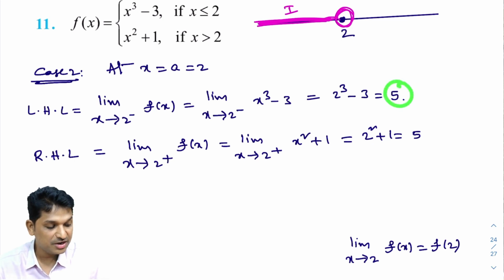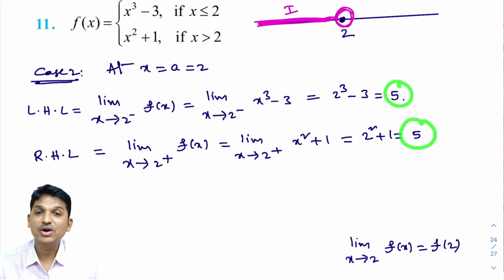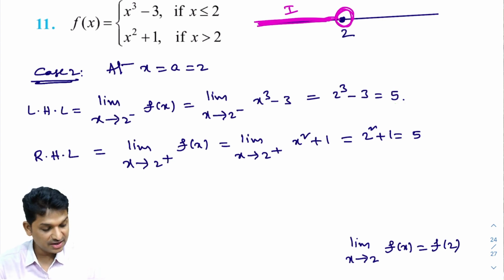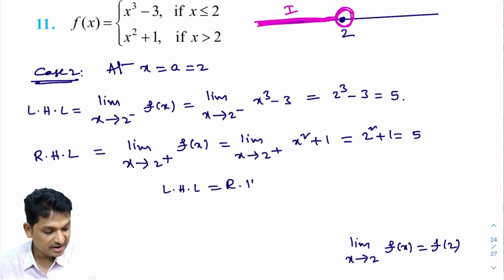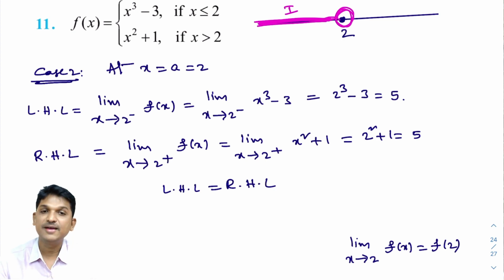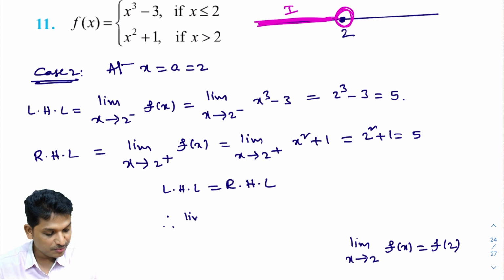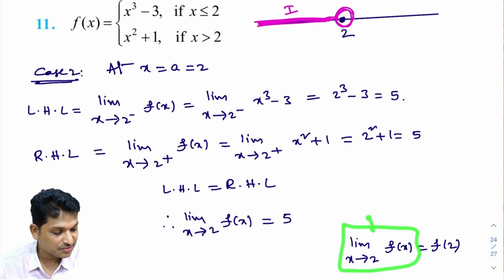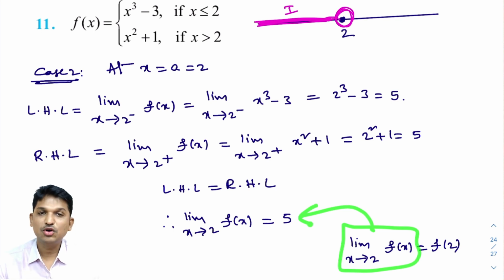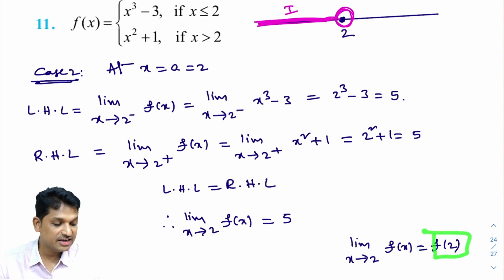Wow, you see here the left hand limit is 5, the right hand limit is also 5. What is the conclusion when the left hand limit is the same as the right hand limit? I will conclude the left hand limit equals the right hand limit. Then we say that limit x approaches 2 of f of x, I got this value as 5. Now I need to calculate f of 2.